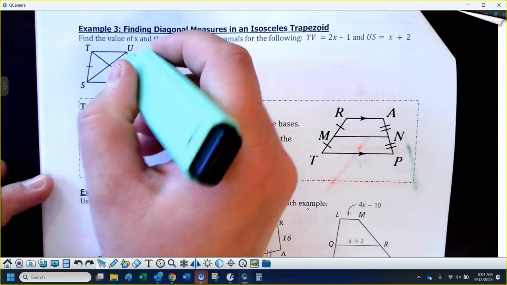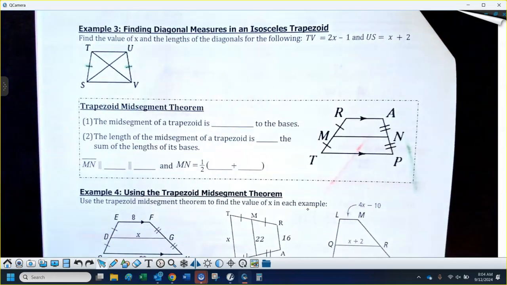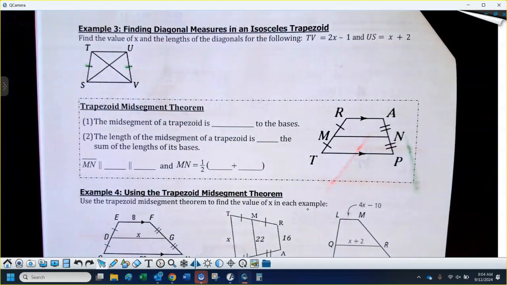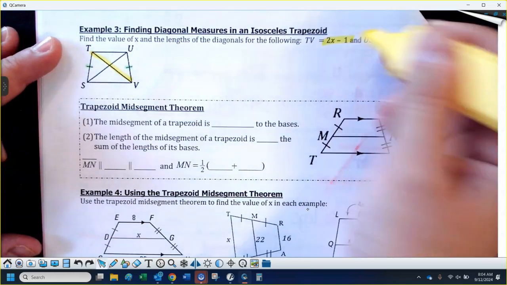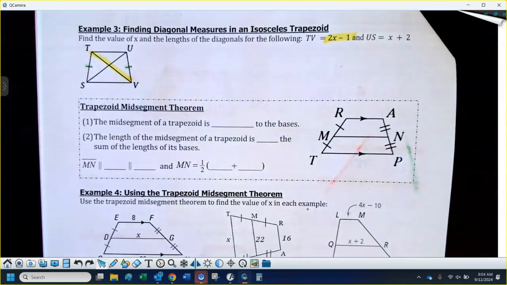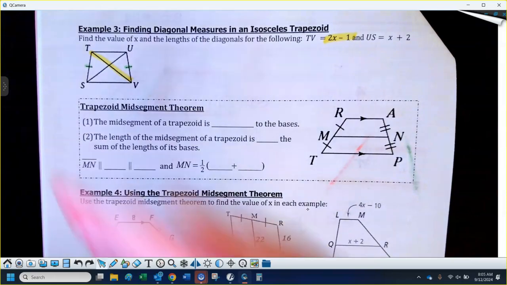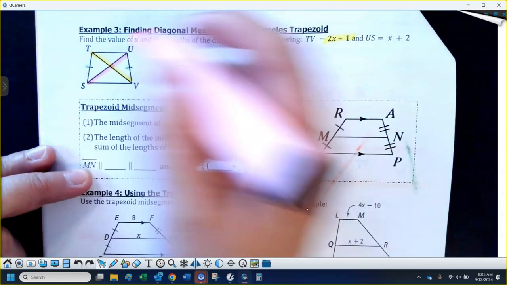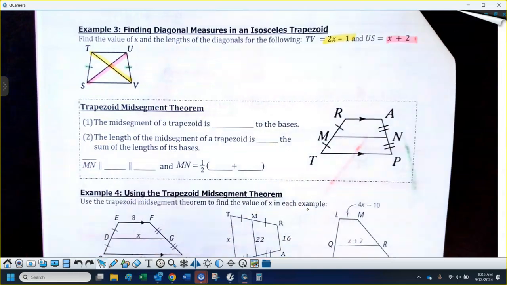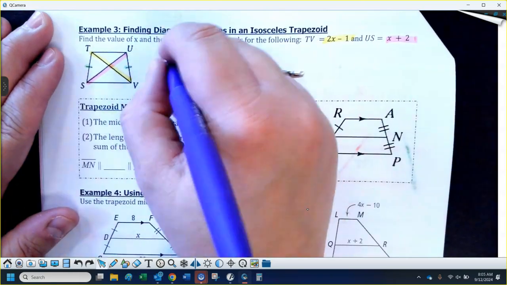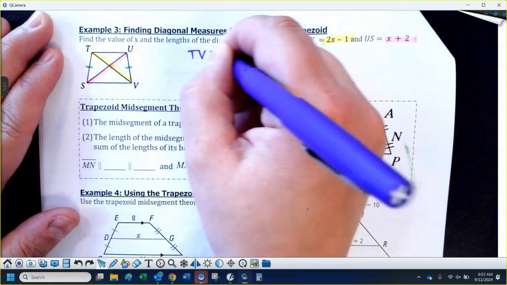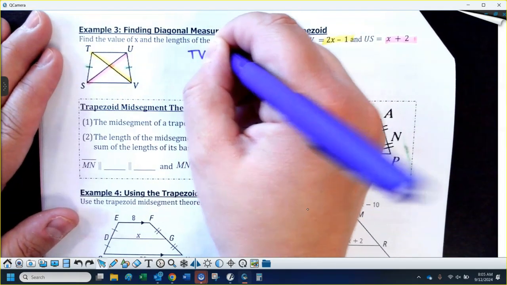And these are your two legs being marked the same. So that's how I'll know it's an isosceles trapezoid here. And it tells me TV, which is this diagonal here, is going to be 2x minus 1. These get tricky to draw in the diagram. U to S, which is the other diagonal, is x plus 2. So if this is an isosceles trapezoid, then the two diagonals TV and US are congruent to each other.